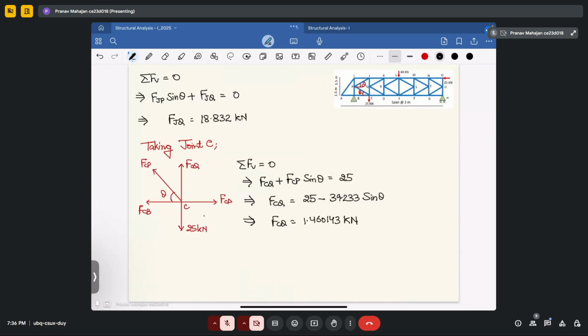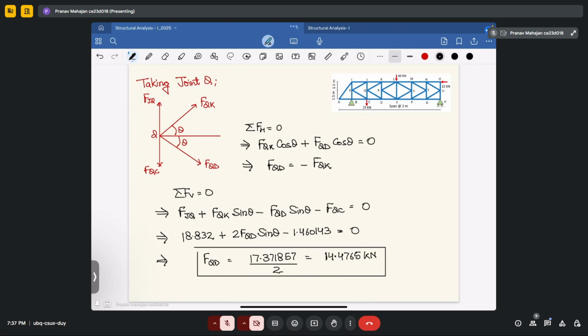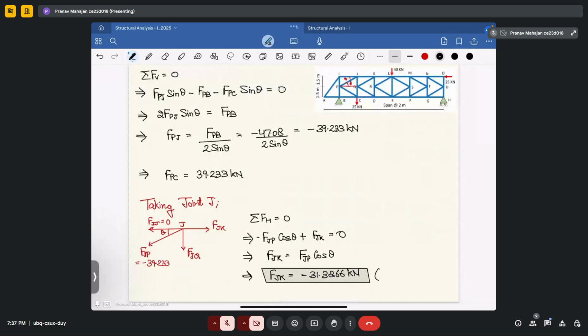FQC we have already calculated, that is 1.460143, that is minus 1.460143 equal to 0. This will give you FQD to be equal to 17.371857 divided by 2, and it will be equal to 14.4765 kilonewton. Okay. So now both the forces you have calculated. This force is tensile, and another force that you have calculated, that is FJQ, it is compressive.